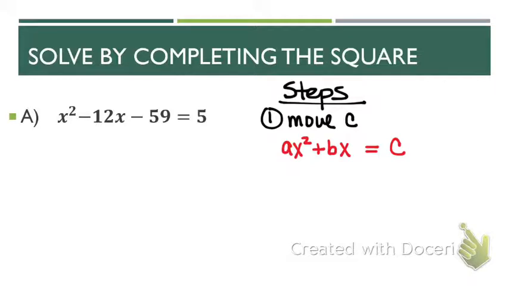So what should I do in this example to move C? This needs to go across. So how do I do that? Add it. So let's do that first. So I want you to add 59 to both sides. And this is what you should get.